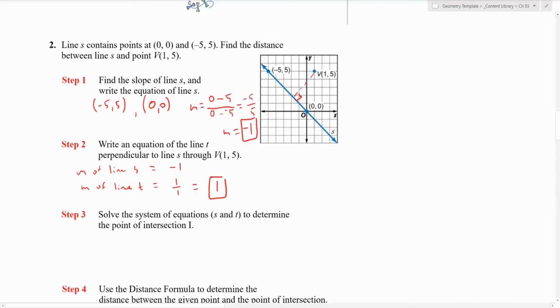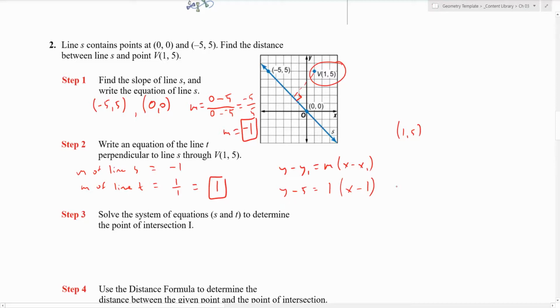We know the slope, we know the point. So let's use point-slope formula, y minus y1 equals m times x minus x1. The point we're going to use is (1, 5). So y minus 5 equals, and our slope is positive 1, times x minus x1. Okay, so this one is x1 right here, right? And the slope coming from here.